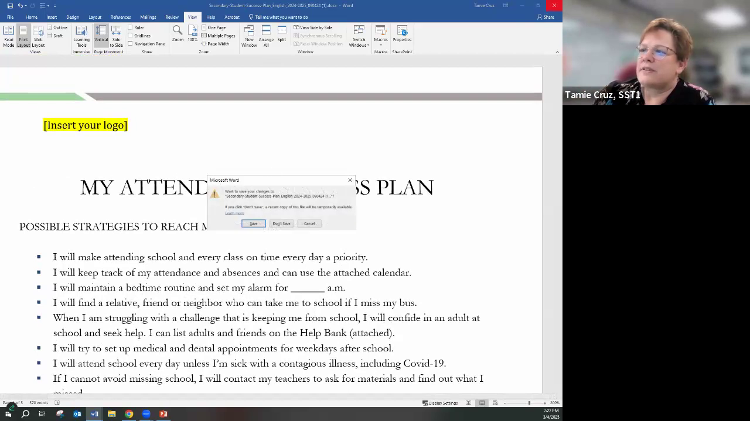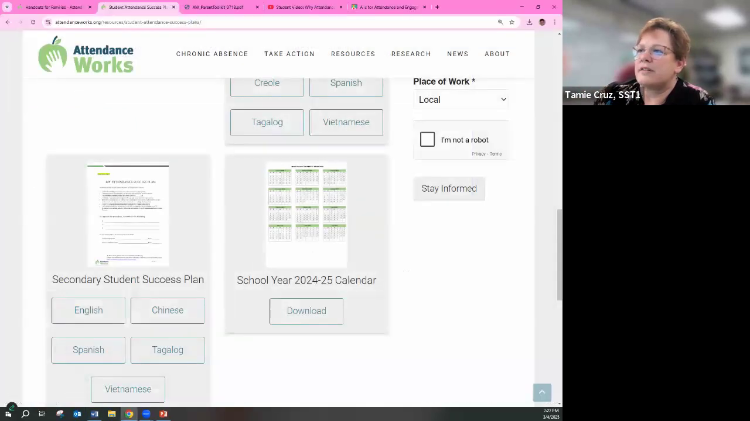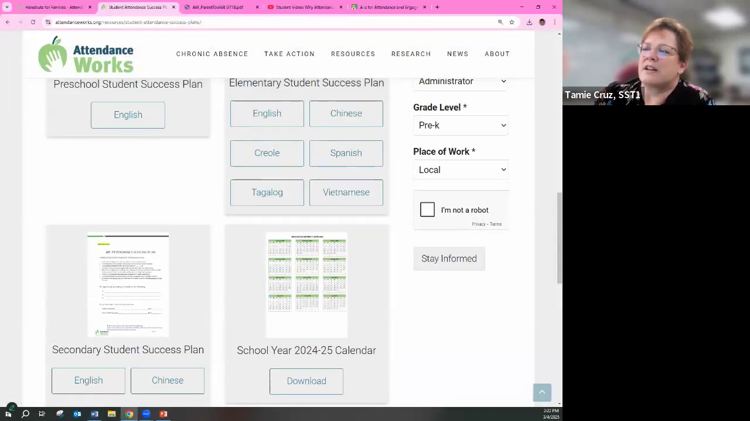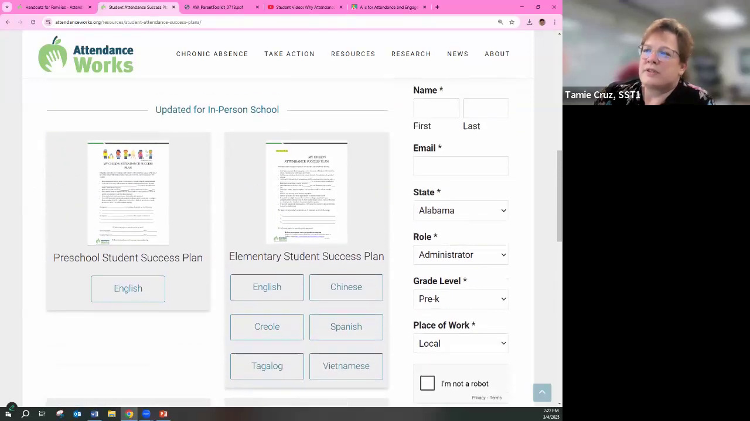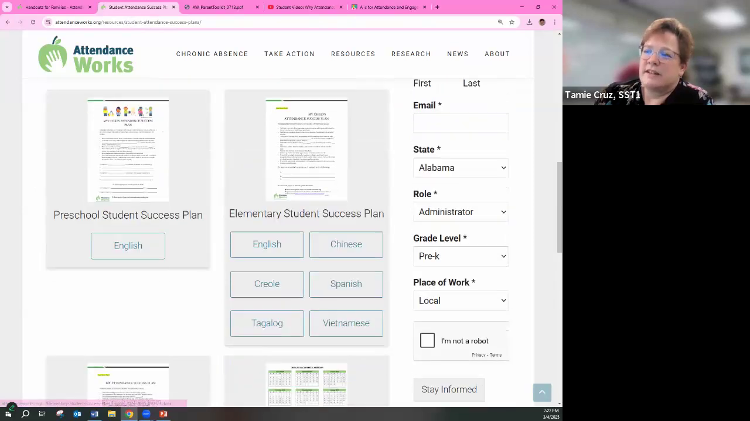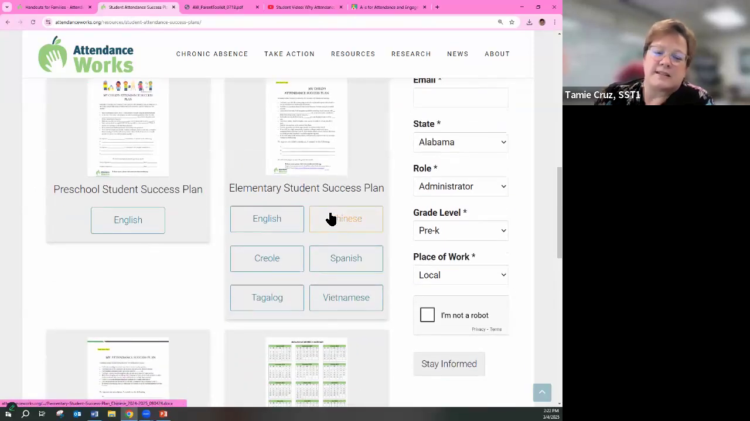So I thought this was a good option. And again, these come in various languages. And I know most resources right now, they're working on translating things in as many languages as they can, because the number of languages we're working with in schools in Ohio, in the United States, is growing and growing.